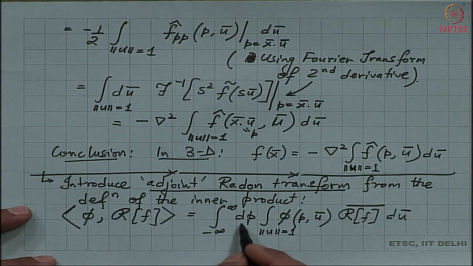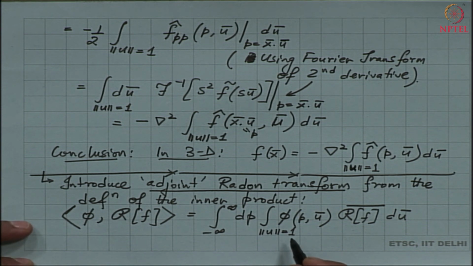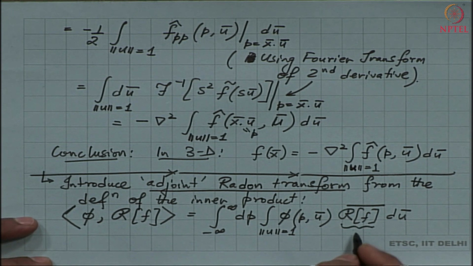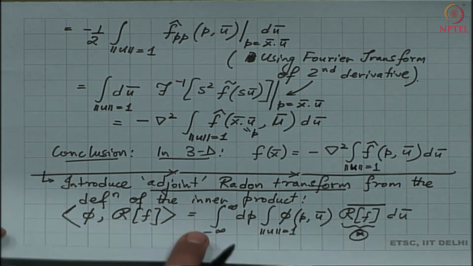So, I have the integration with respect to p and the integration with respect to u, and of course, this is not one integral, but the interior integral is a vector integral. Okay. So, then I am going to use my definition of Radon transform. So, let me call this expression star. So, I am going to expand my star, that is the conjugate.